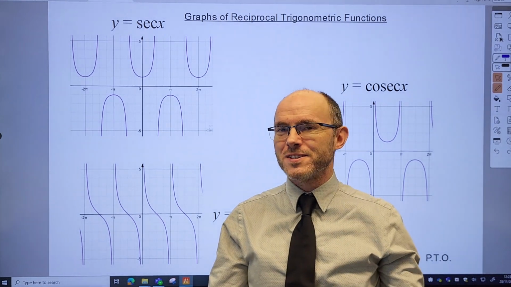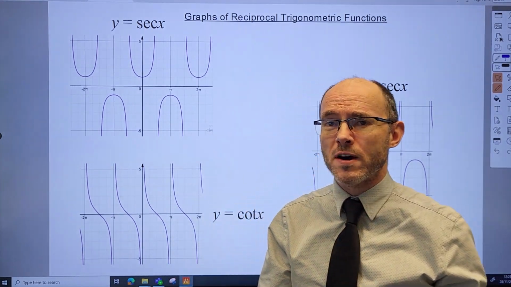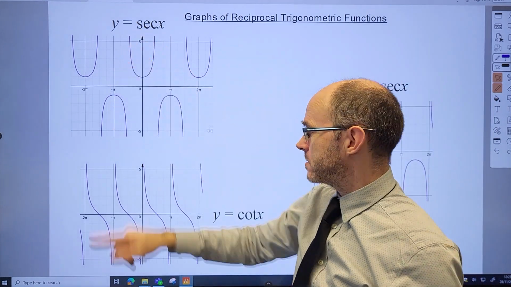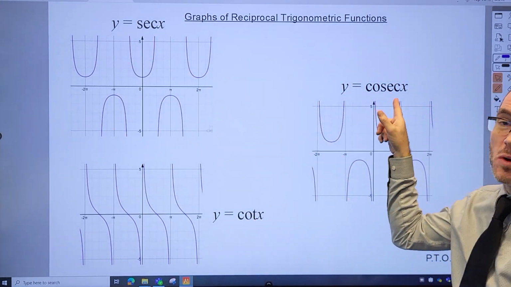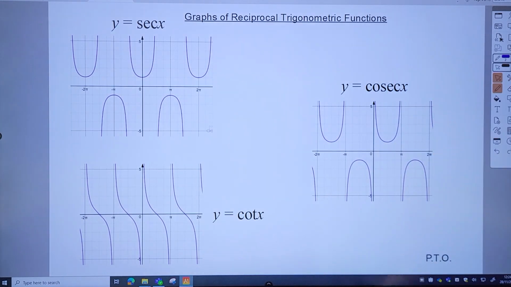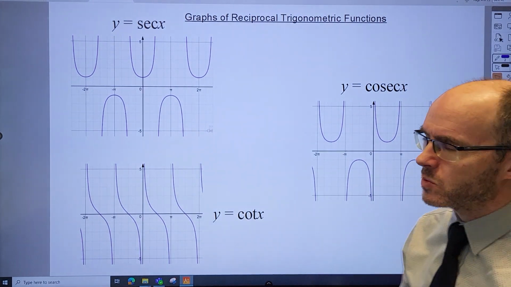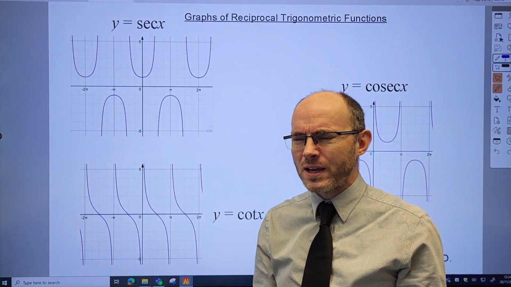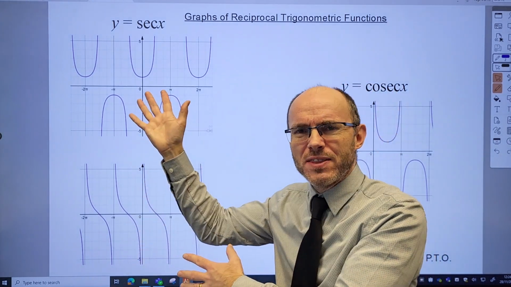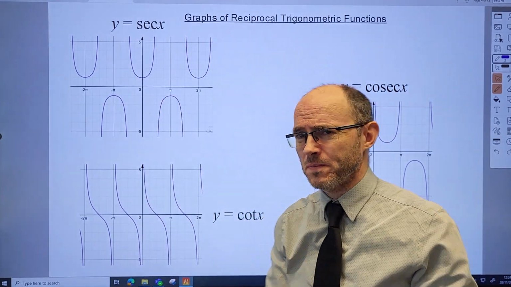Hello everyone. So hopefully you've tuned in to see how to draw the graphs of y equals secx, y equals cotx and y equals cosecx. I'm just going to move away in case you want to screenshot that. When you first look at these, you might be like, what? How did that happen? How on earth are you supposed to get this? Well, that's the whole point of the video, isn't it? So I can show you how to do it.